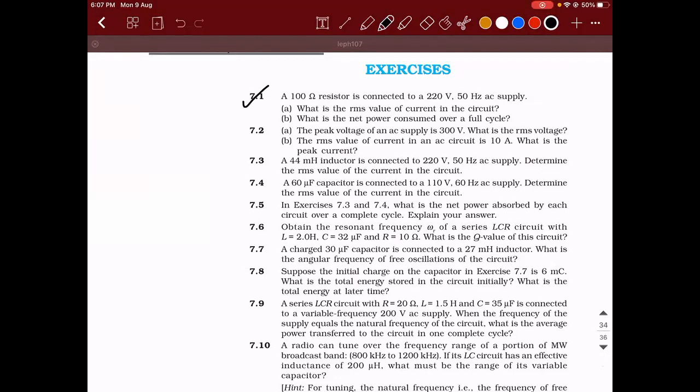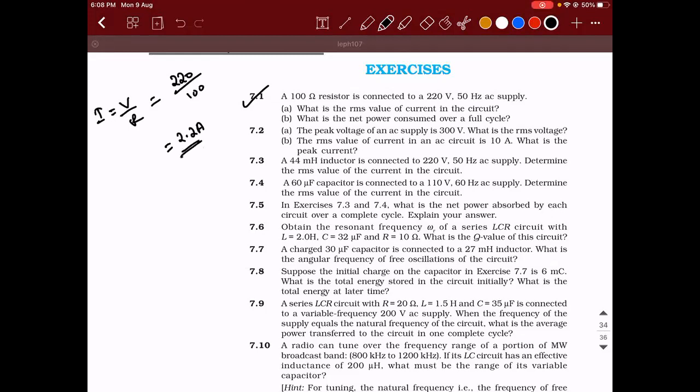A 100 ohm resistor is connected to a 220 volt and 50 hertz AC supply. What is the RMS value of the current in the circuit? How to solve this? Yes, V by R, right? I is V by R. But what is the value of V we need to take into consideration? 220. So 220 divided by R, which is 100. So it will be 2.2 ampere.